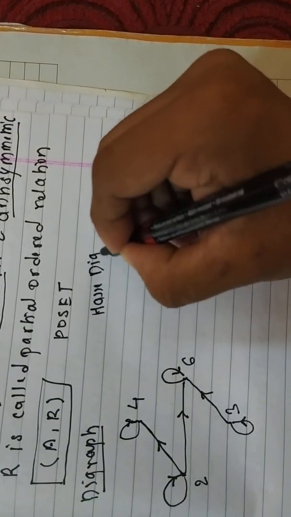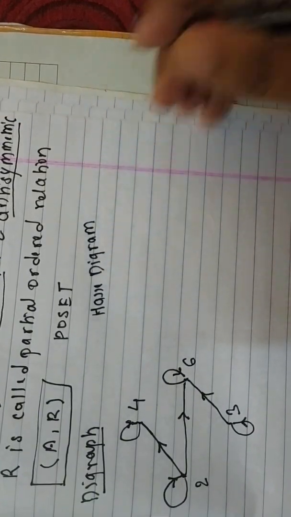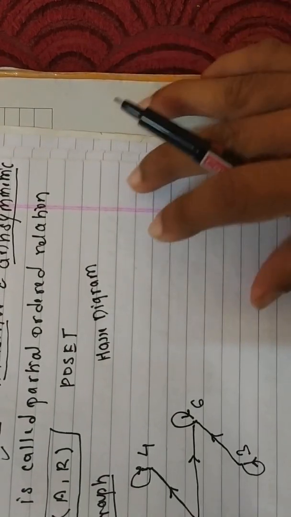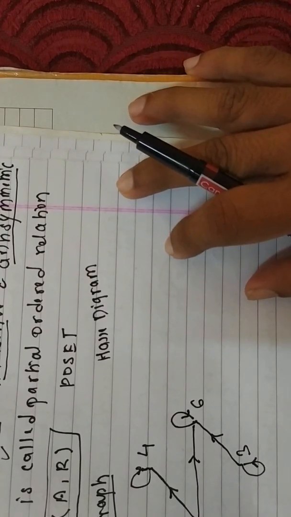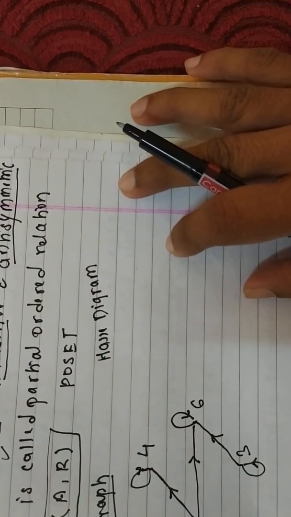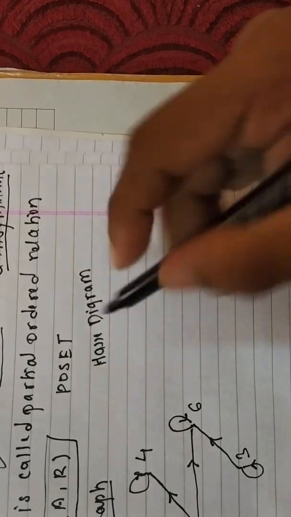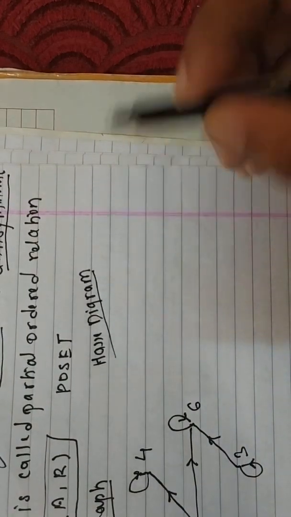Hasse diagram. Okay. Now how to draw a Hasse diagram? As I said earlier, we have to follow those rules which we have discussed just before. Those four rules: no need to give a loop, no need to give direction to the arrow, no need to represent transitivity. So let me draw the Hasse diagram here.